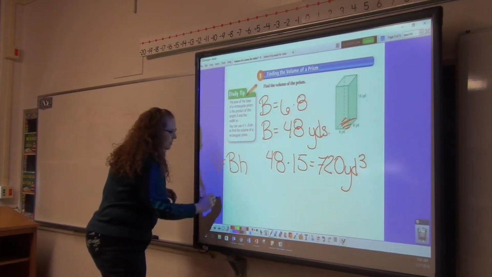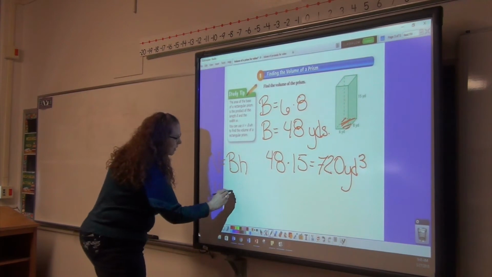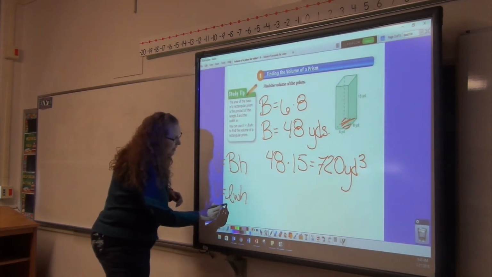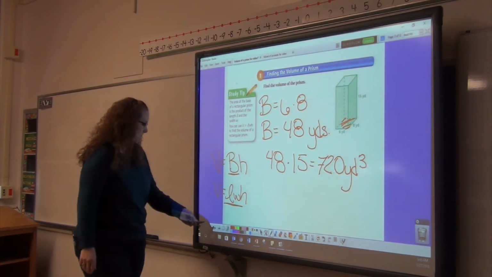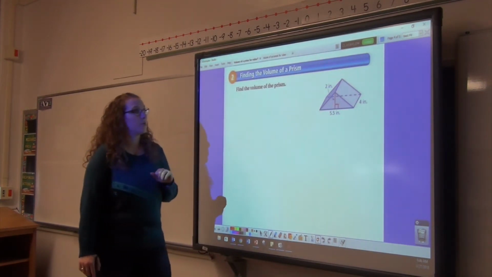Also, you can use this formula for rectangular prisms only: length times width times height. And the reason that you can do that is because length times width is equal to the area of your base.